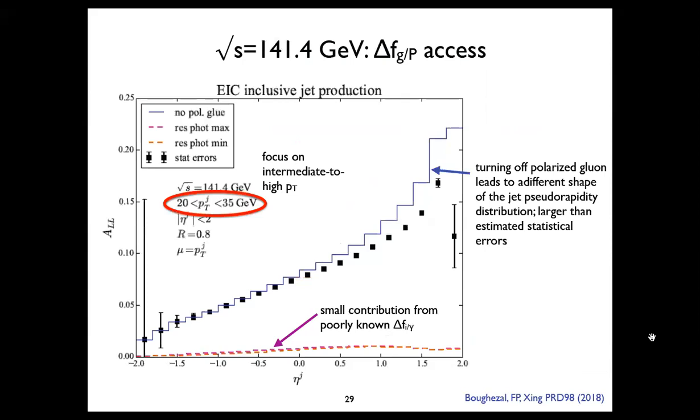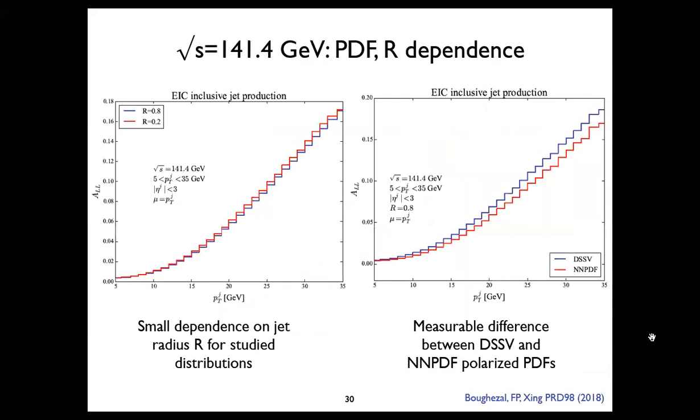In some sense, what you have here is a kinematic handle to access either of these distributions from this inclusive jet measurement. You go to low pT to get at the resolved photon. You go to intermediate to high pT to get at the gluon. A few other plots just to show that we studied such things as dependence on the jet radius and the PDF extraction.